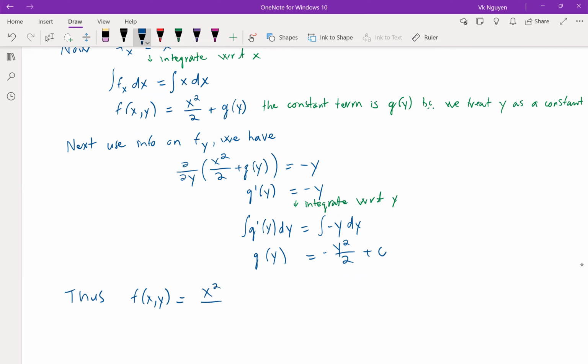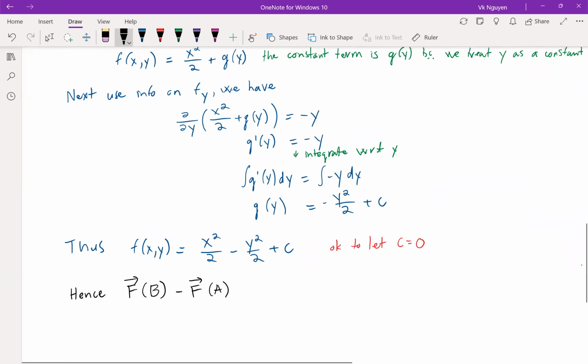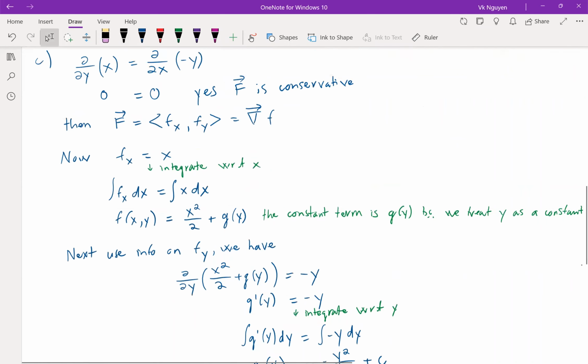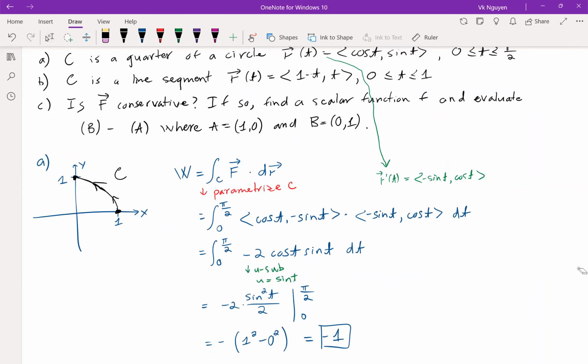x squared over 2 minus y squared over 2 plus c. F(B) minus F(A). Oh, not this f though, because this is the point here. F(B) minus F(A) here.